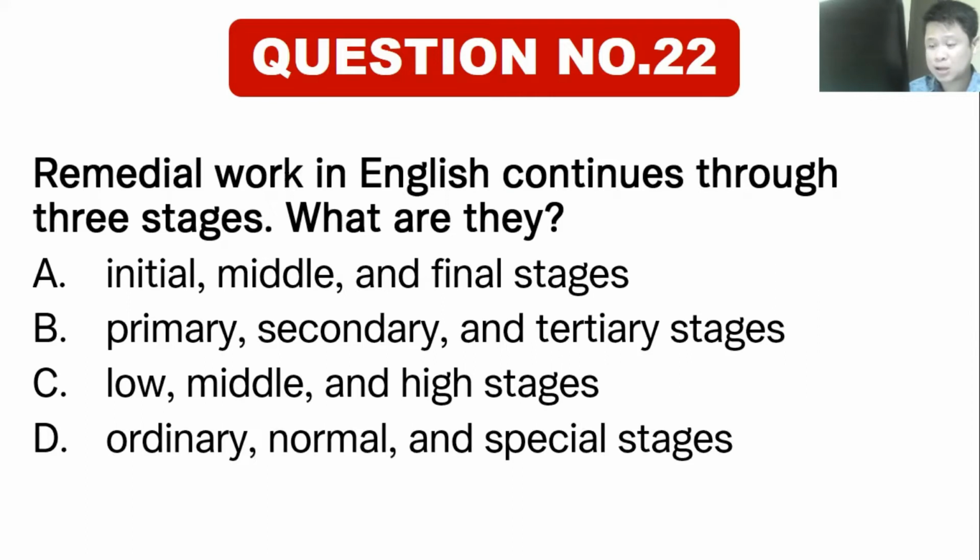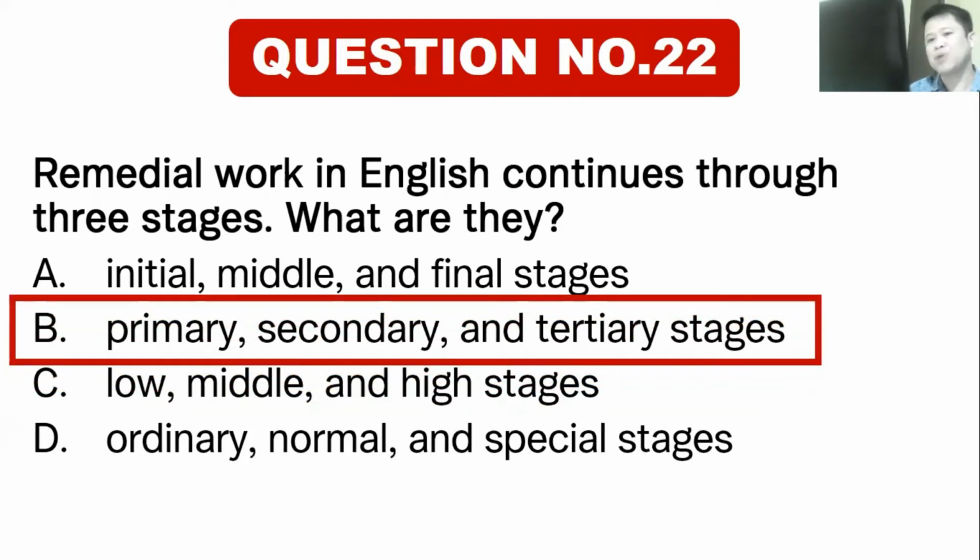Okay, the correct answer is letter B, primary, secondary, and tertiary stages. Remedial work in English continues through three stages, and these stages are the primary stage, the secondary stage, and the tertiary stage. So these are the three stages of remediation. And these stages coincide with the different levels of education. We have elementary, we have secondary or high school, and we have tertiary or college.